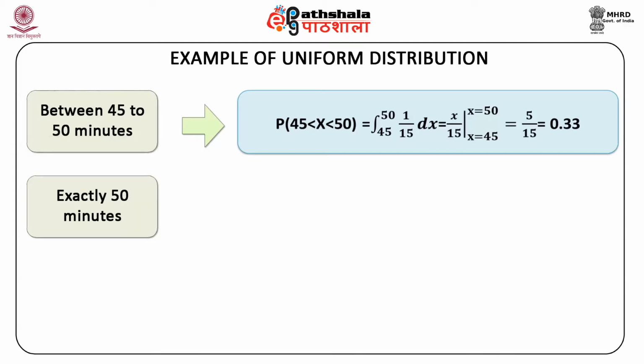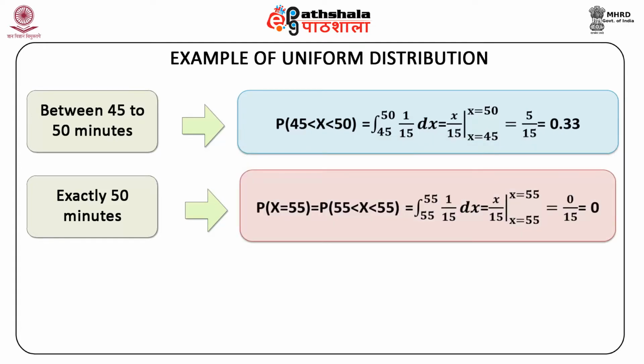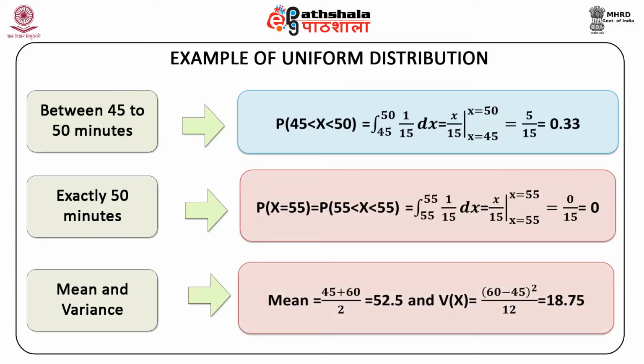Exactly 55 minutes. The probability that x is equal to 55 is equal to the probability that x is greater than or equal to 55 and 55 is greater than or equal to x. So the integral with limits from 55 to 55 of 1 divided by 15 dx, which is equal to x divided by 15, where x is equal to 55 and x is equal to 55, which is equal to 0 divided by 15, which is equal to 0. Find the mean and variance of the distribution. The mean is equal to 45 plus 60 divided by 2, which is 52.5, and the variance of x is equal to (60 minus 45) the whole squared divided by 12, which is equal to 18.75.